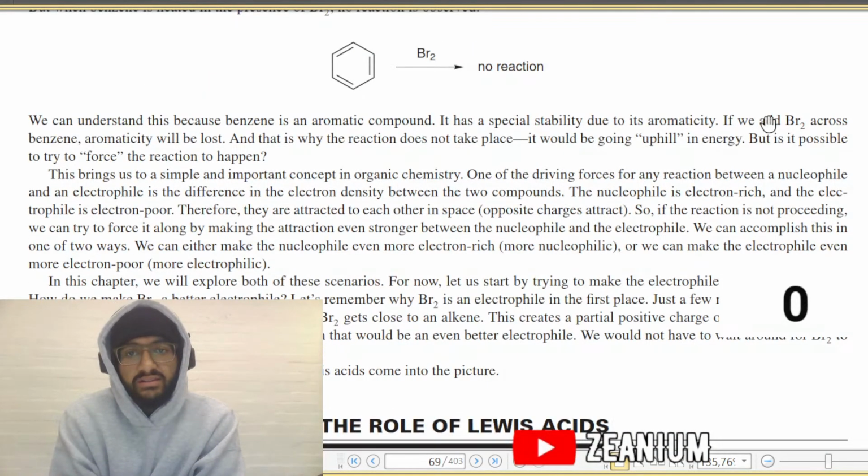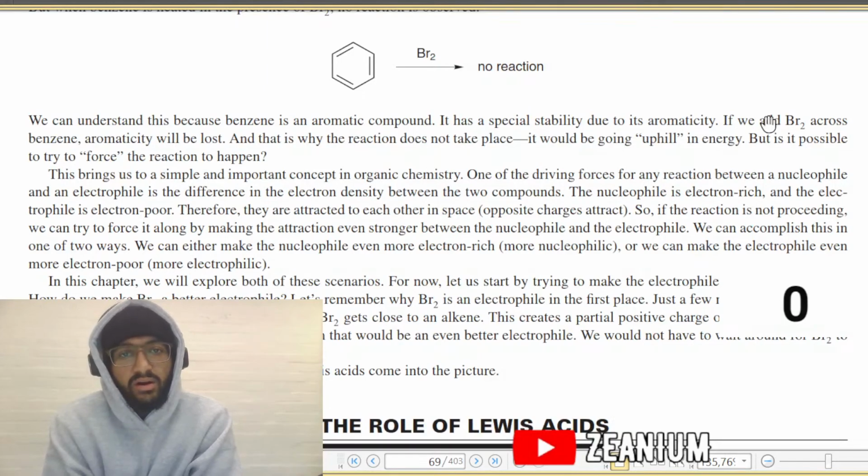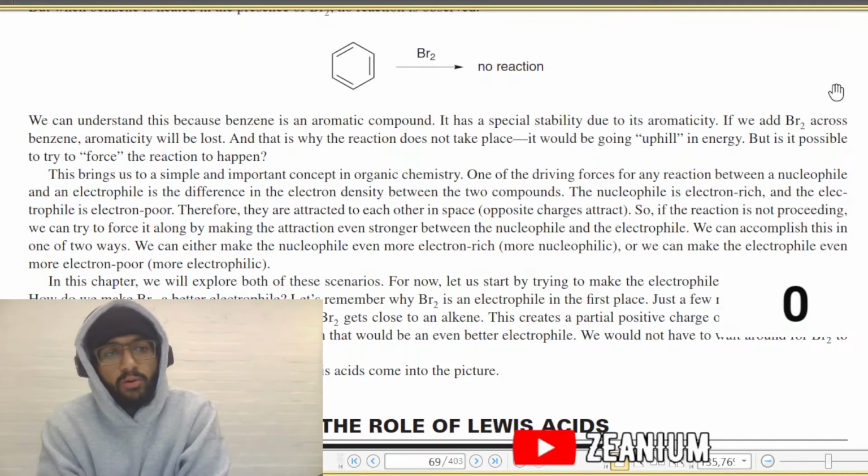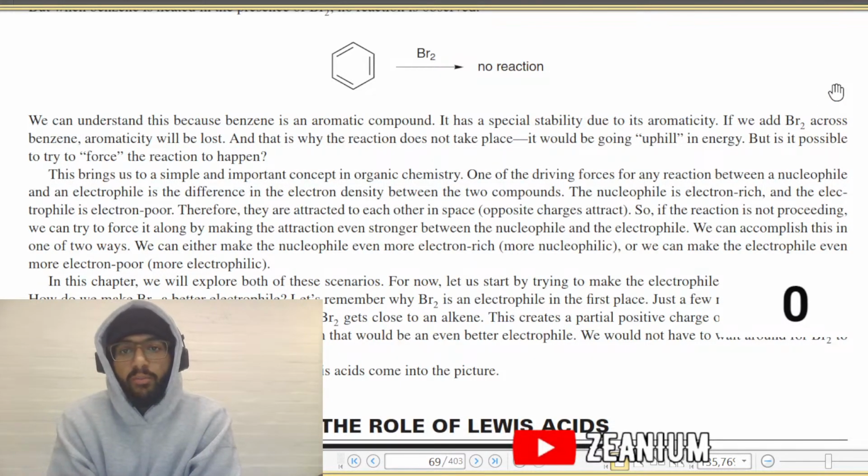We can understand this because benzene is an aromatic compound. It has a special stability due to its aromaticity. If we add bromine across benzene, aromaticity will be lost, and that is why the reaction does not take place. It will be going uphill in energy, but is it possible to try to force the reaction to happen?